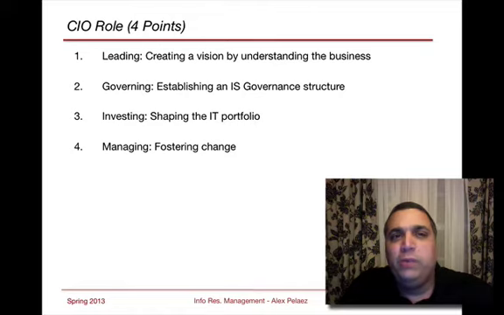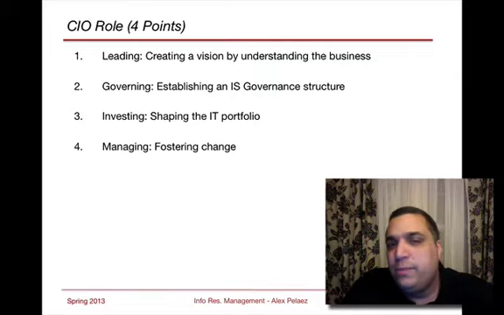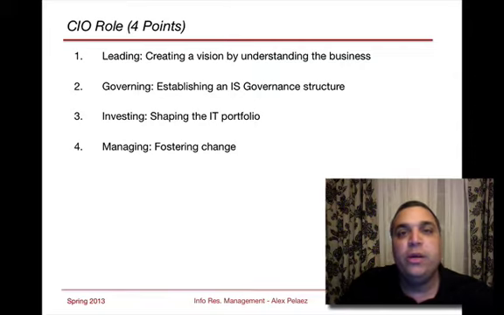So there are 4 key roles that the CIO plays. Basically, they are leading, governing, investing, and managing. They have to create the vision by understanding the business. That doesn't mean they're creating a vision for the business. What that means is that they're creating a vision for their technology department based on what the vision for the business is going to be, for what the business leaders determine it's going to be, whether it's going to be a diversification strategy or a consolidation strategy.